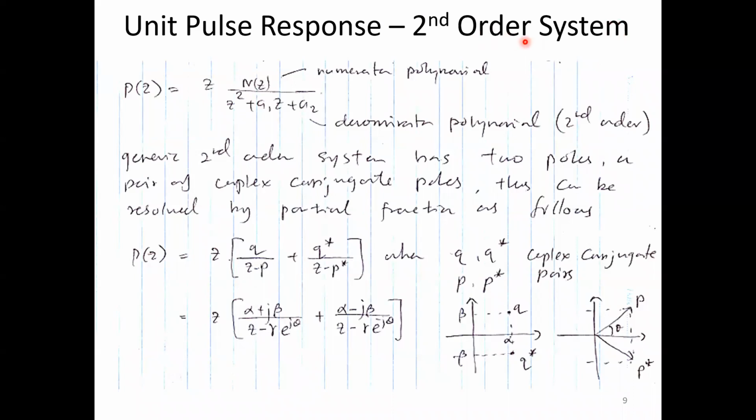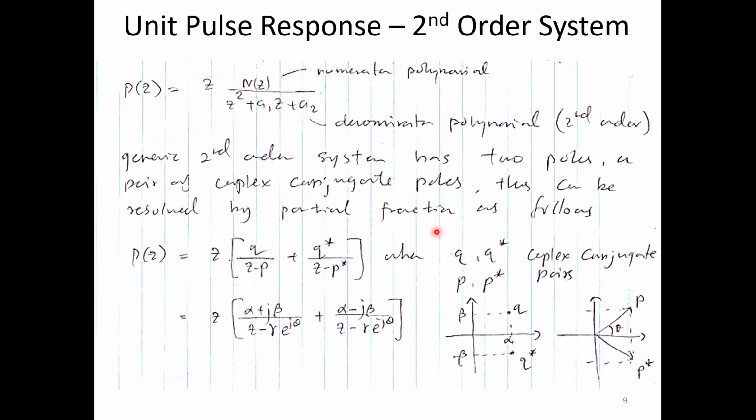Now let's look at a second order system. Right now we have two poles. When you have two poles in the Z domain, the denominator becomes quadratic. This is a denominator polynomial. Let's put a numerator polynomial also as N(z).